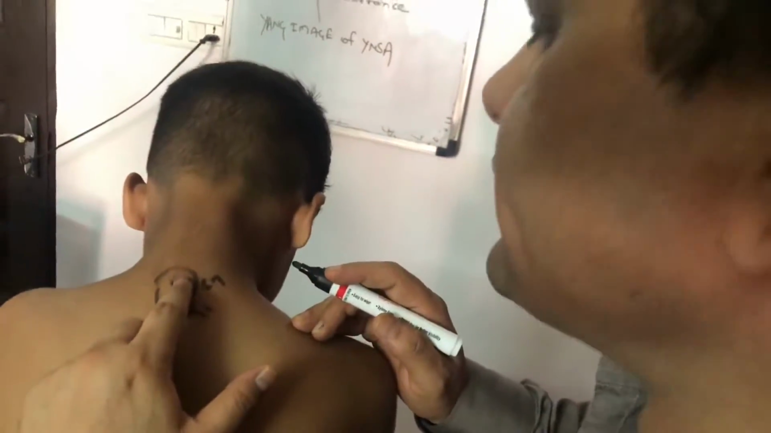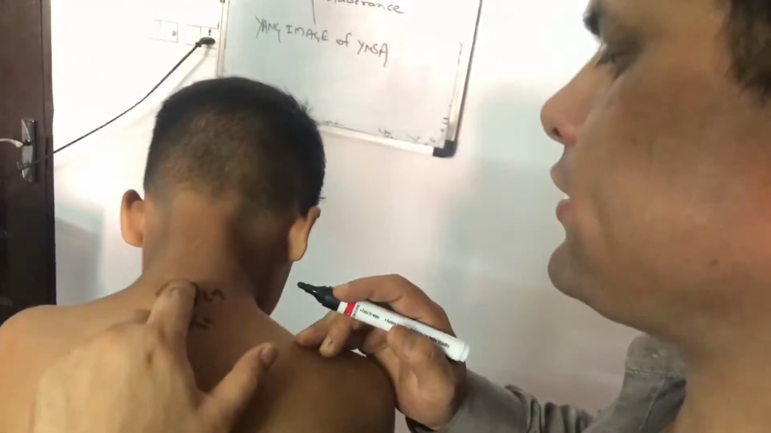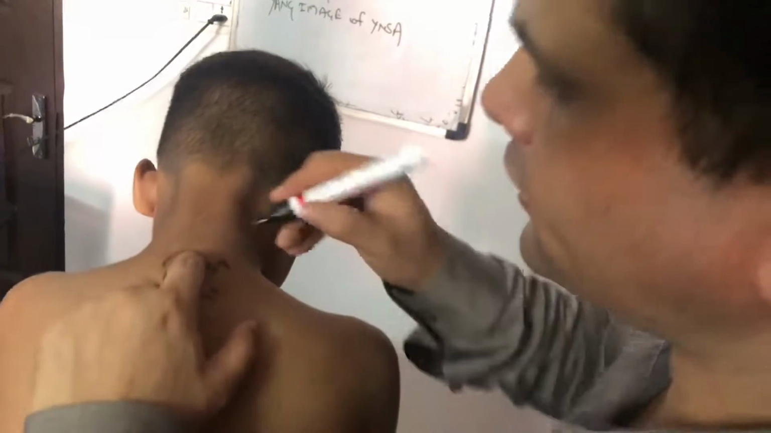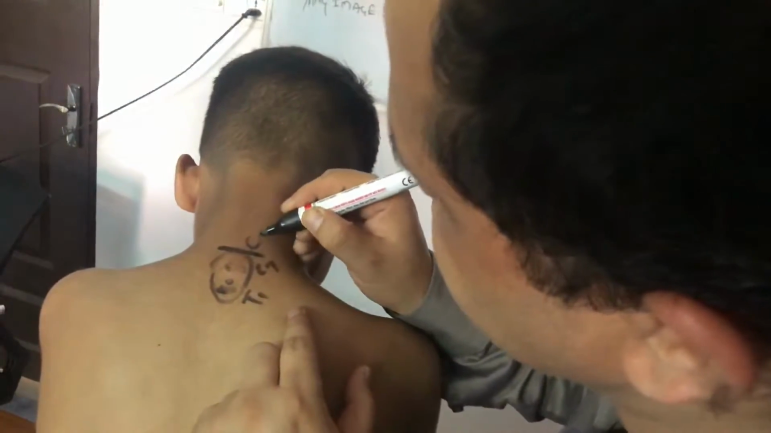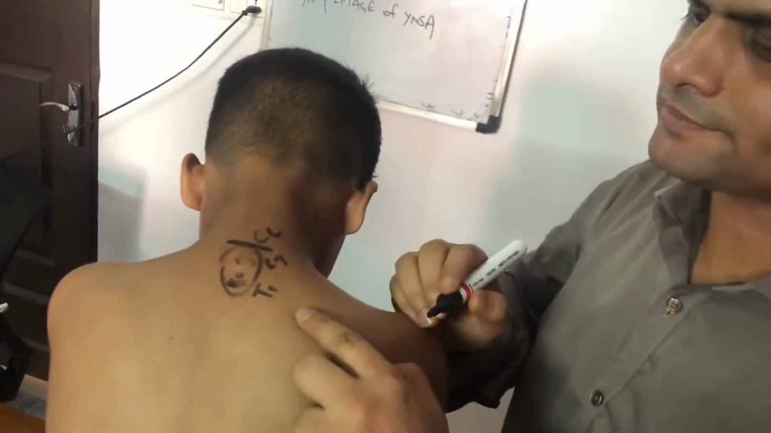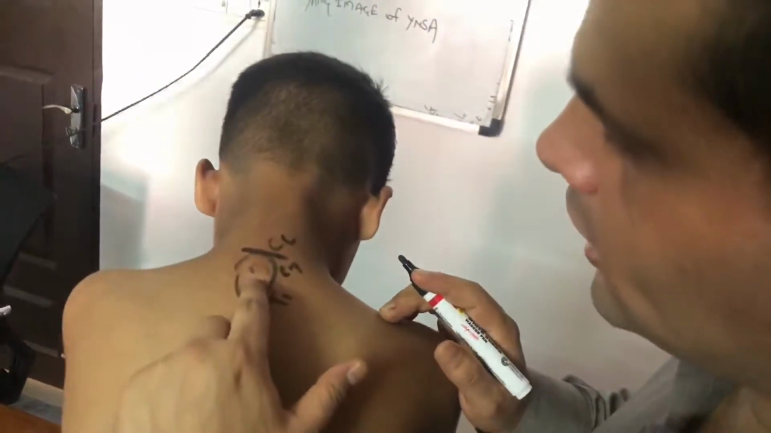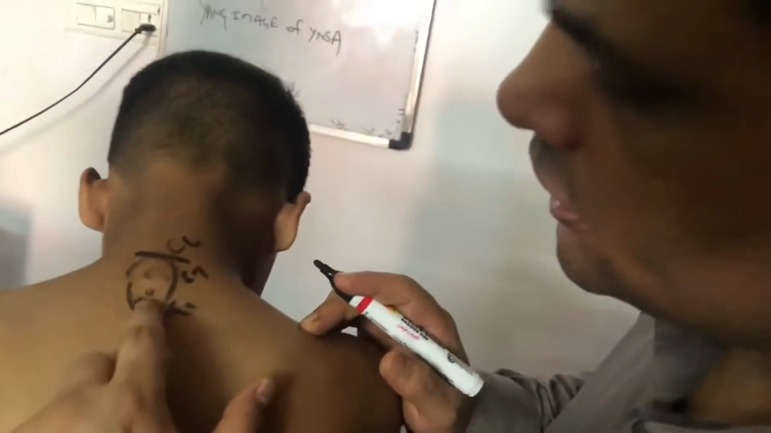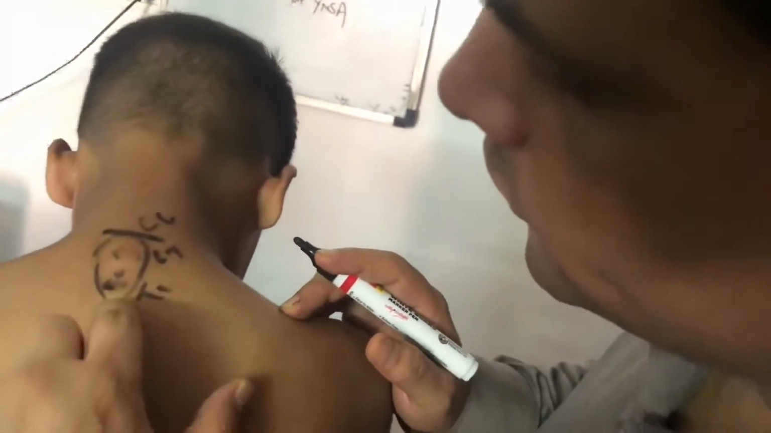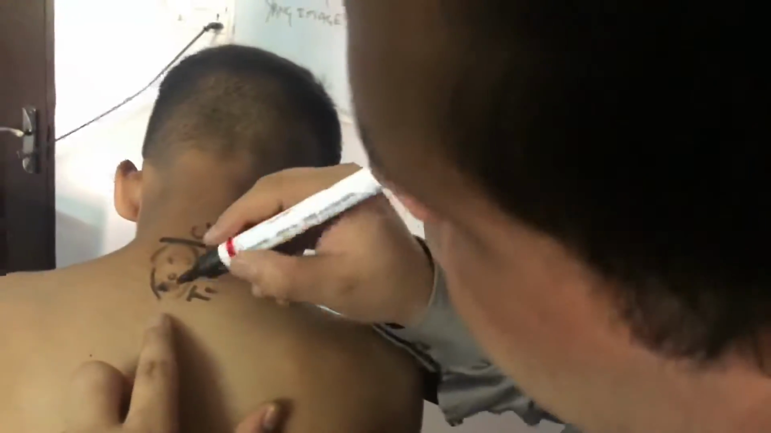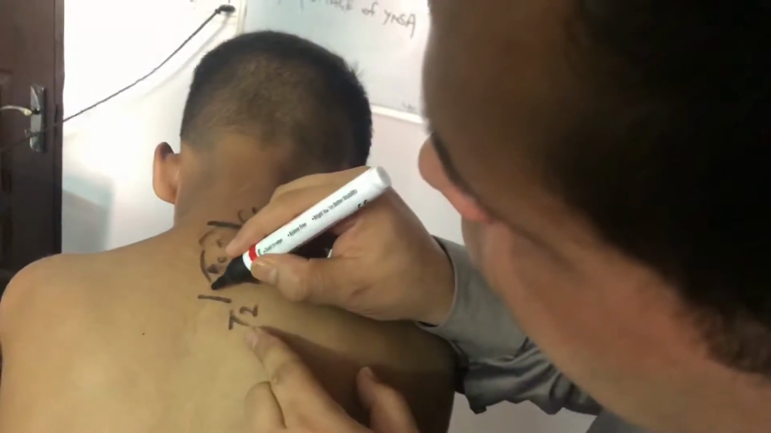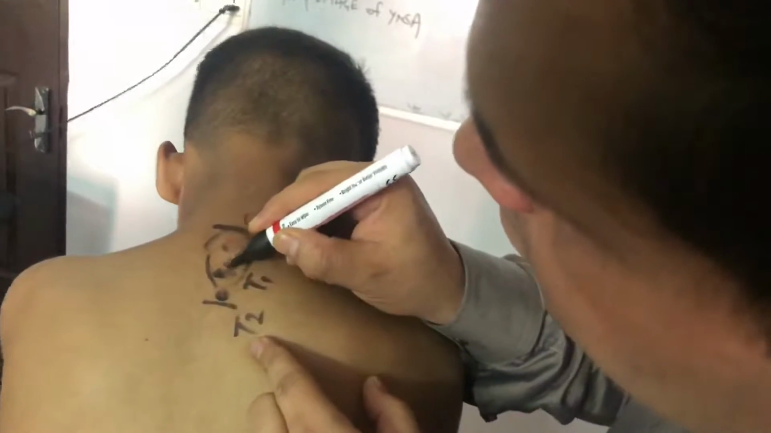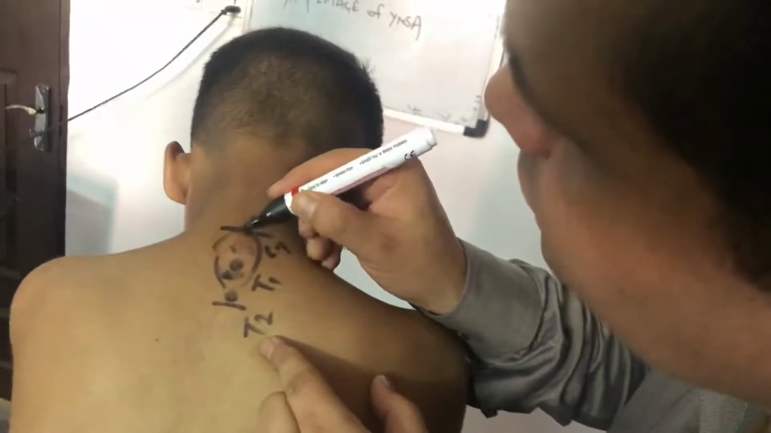I am coming to the cervical 7. If I go up, again I can feel the depression. And this is the depression between C6 and C7. If I go down, this is thoracic 1. If from the thoracic 1 I go down, I can feel again a depression. So this is the depression between thoracic 1 and thoracic 2. So this is one depression, this is one depression, and this is one depression.